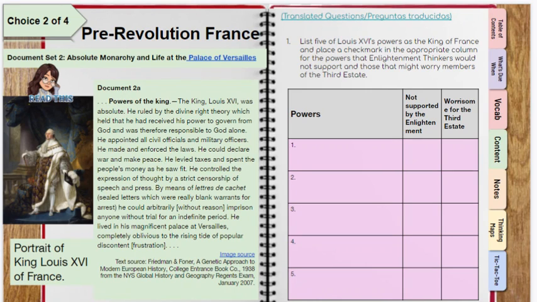He controlled the expression of thought, with strict censorship of speech and press. He would send sealed letters, which were blank arrest warrants. He could imprison anyone without reason, without trial, for an indefinite period of time. And he lived in the magnificent Palace of Versailles, completely oblivious to the rising tide of popular dissent. So Louis XVI is living a very comfortable lifestyle right now, and is not really aware that the third estate is growing angrier and angrier with him.